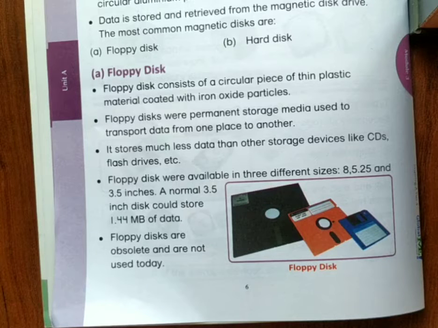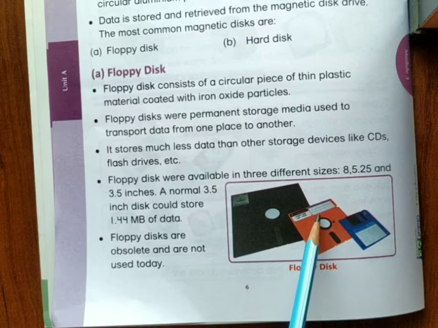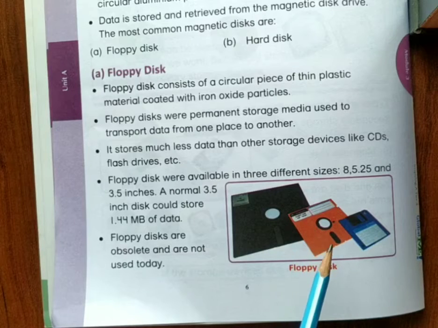See, before I have explained how the floppy disk is made. It is coated with thin plastic material, and it is coated inside with iron oxide particles. Okay, I'll start again. A floppy disk consists of a circular piece of thin plastic material coated with iron oxide particles. And floppy disks were the permanent storage media used to transport data from one place to another.